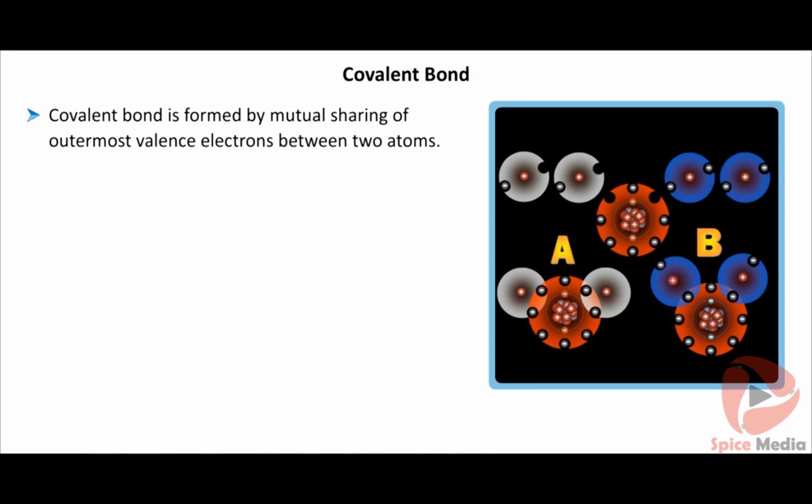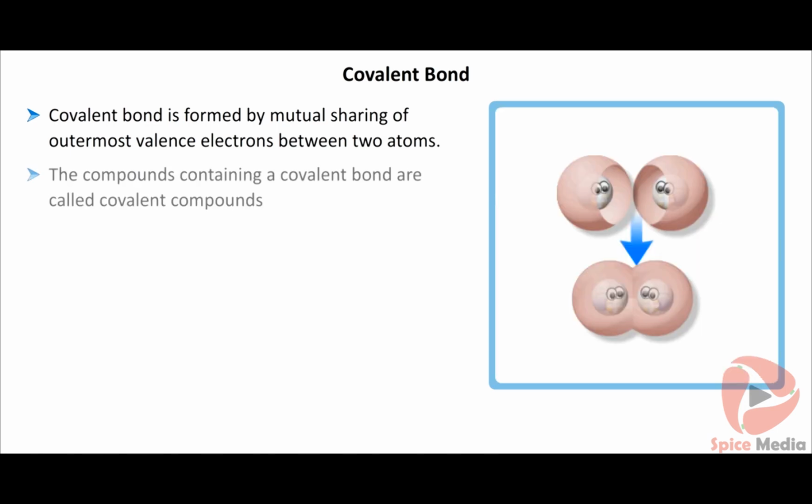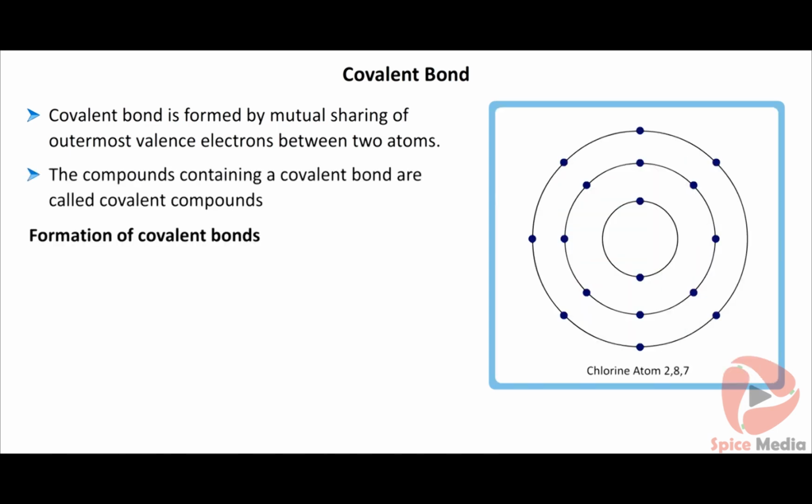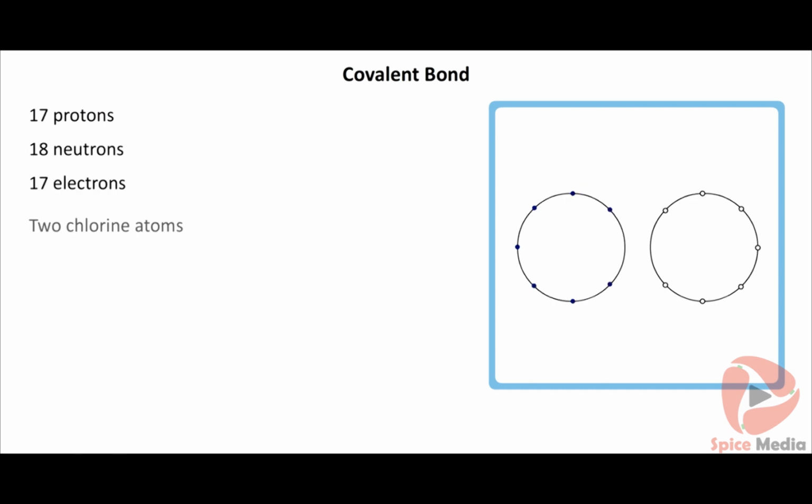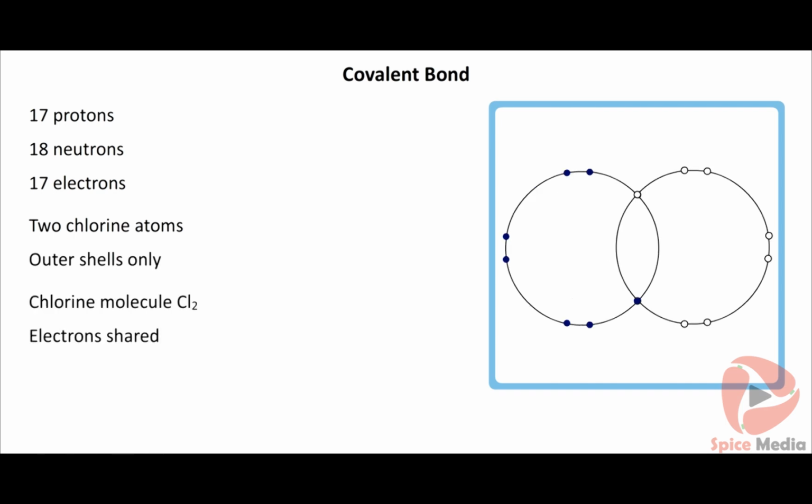Covalent bond is formed by mutual sharing of outermost valence electrons between two atoms. The compounds containing a covalent bond are called covalent compounds. Formation of covalent bonds: chlorine-35, Cl 17, electronic configuration 2,8,7, 17 protons, 18 neutrons, 17 electrons. The outer shells of two chlorine atoms are shown. The outer electrons are shared by each chlorine atom to form chlorine molecule Cl2.